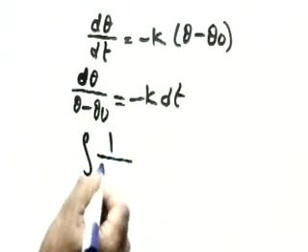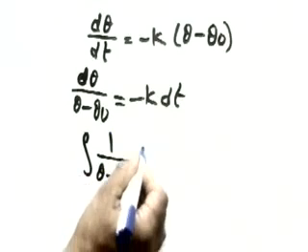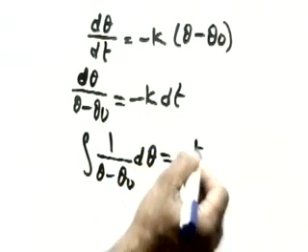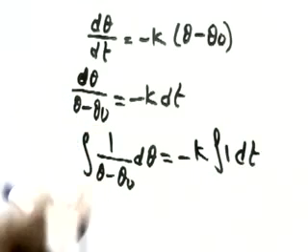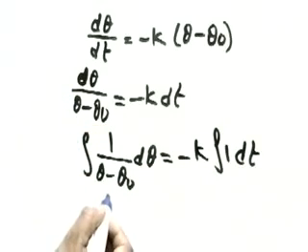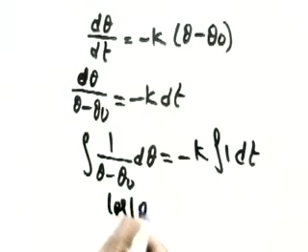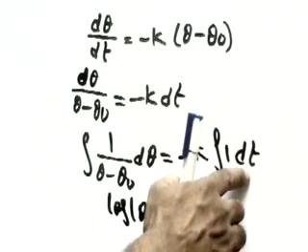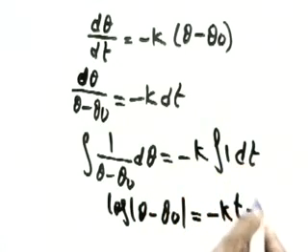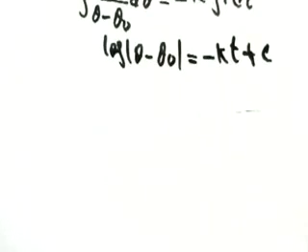Now integrate both sides. Integration of 1 divided by theta minus theta naught into d theta equals minus k into integration of 1 dt. Now integration of 1 by x is log x. So this will be log of mod theta minus theta naught equals minus k into integration of 1, which is x, here t. So integration of 1 will be t plus, suppose we write c.